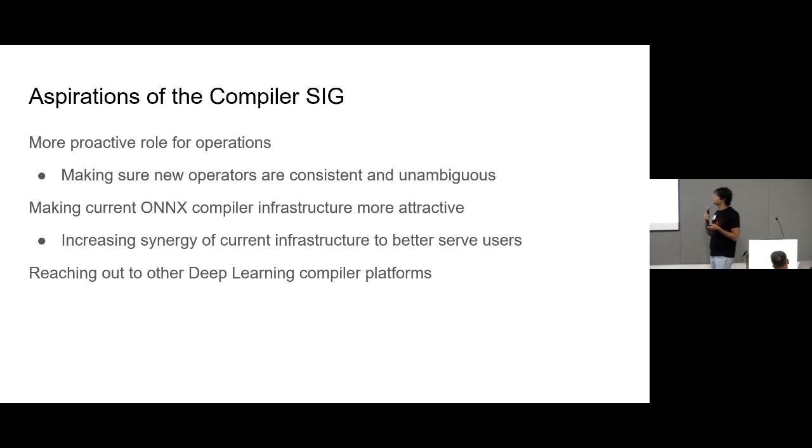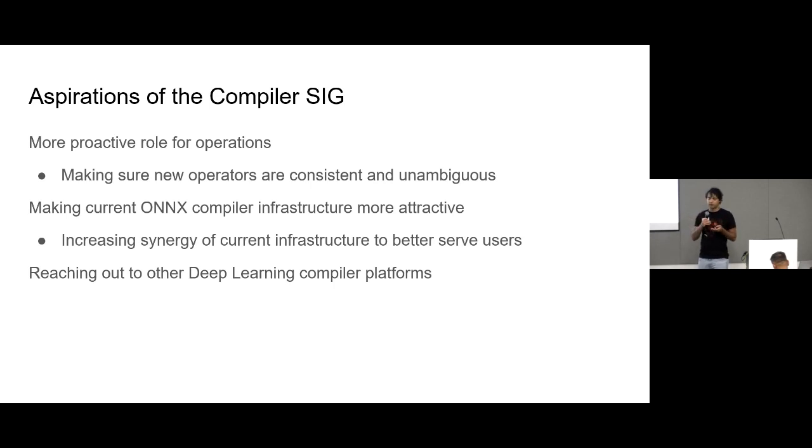And so the aspirations for the compiler SIG are that we want to be more proactive in the different SIGs, making sure that a compiler implementer voice is in there. We want to make sure that the new operators are consistent and unambiguous. We also want to make the current ONNX compiler infrastructure more attractive. And finally, we want to reach out to other deep learning compiler platforms.